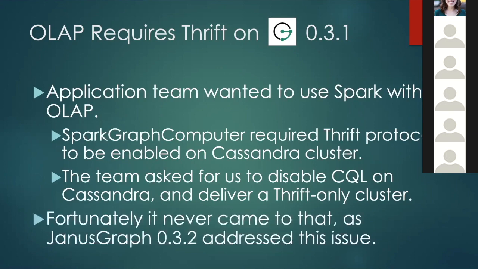So what did we do? Well, we had a problem solved for us, because JanusGraph 0.3.2 started testing enabling CQL on Spark Graph Computer, and JanusGraph 0.4.0 addressed that definitively for us. So we just ended up doing a version upgrade and avoided that problem. That was awesome, and it was awesome to see that getting integrated into the main JanusGraph code base.